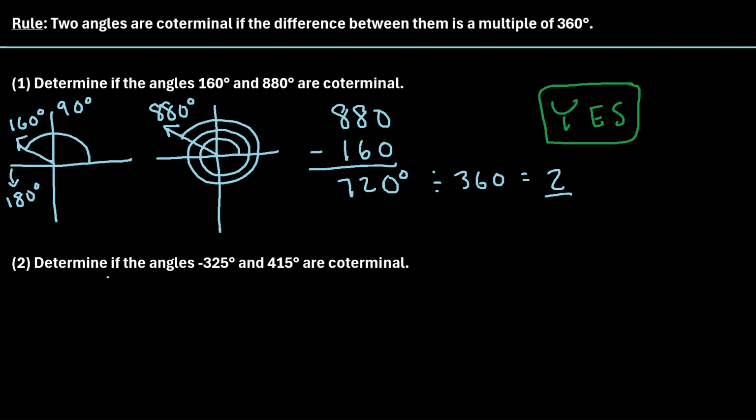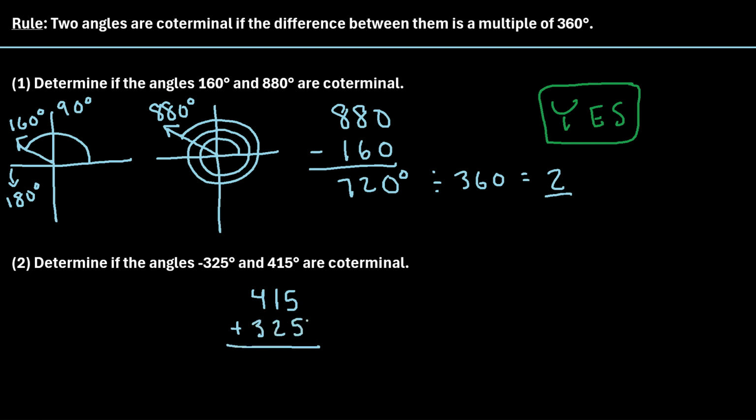All right, let's try example number 2. This says, determine if the angles negative 325 degrees and 415 degrees are coterminal. So once again, we'll pick the larger angle and we'll subtract the smaller angle. Now, in this case, we're saying 415 degrees minus a negative 325. So when we subtract a negative value, that's the same as adding a value. So really, this is the same as plus 325.